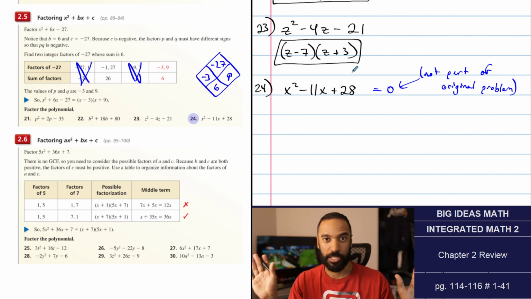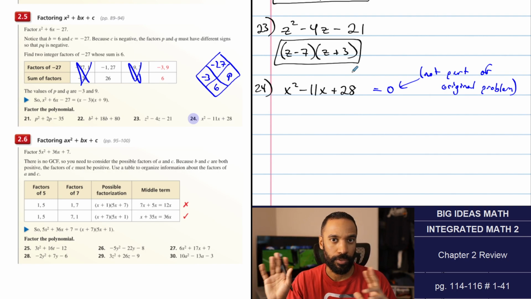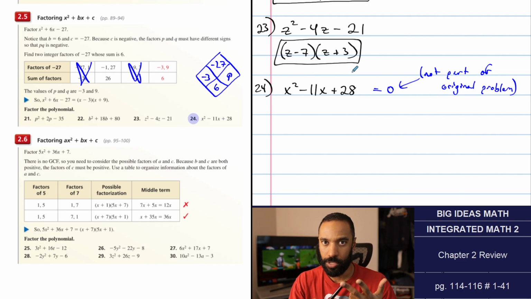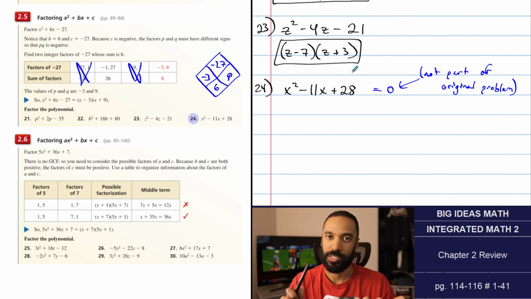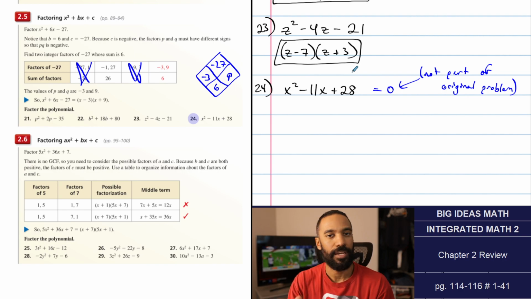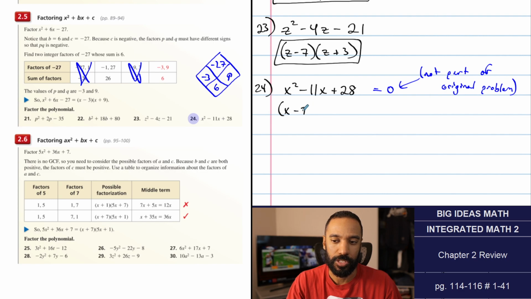If you want to just pretend like it's an 11 right now, just add your numbers. That's fine. We'll make sure to turn them negative after. So 28 is 28 and 1, 14 and 2, 7 and 4. 28 plus 1 is 29, 14 plus 2 is 16, 7 plus 4 is 11. So the numbers will be 7 and 4, but in the case of -11, it's -7 and -4. And -7 times -4 is still positive 28.